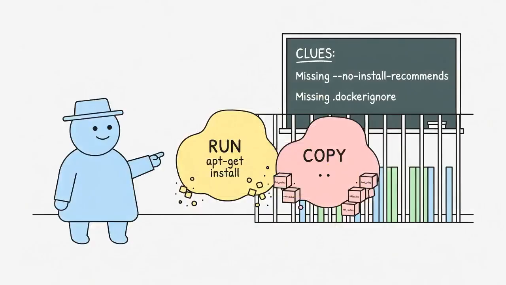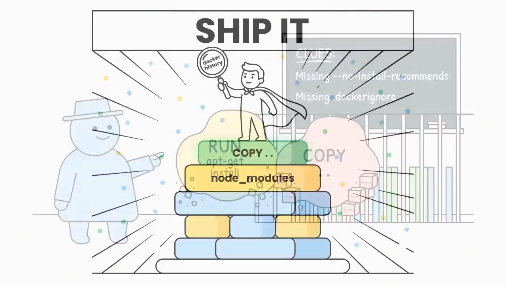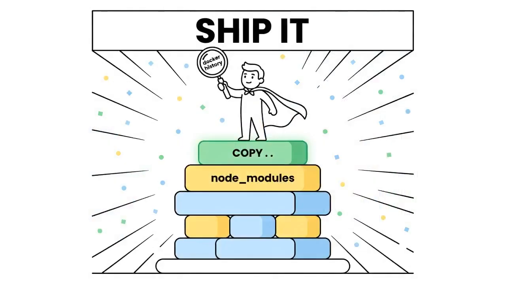A giant layer right after COPY? You accidentally baked node_modules into the image. Docker history turns guesswork into a checklist. Bottom line: put your volatile stuff last, your dependency manifests first, and let docker history keep you honest. Cache wins, builds stay fast, and you ship more often.